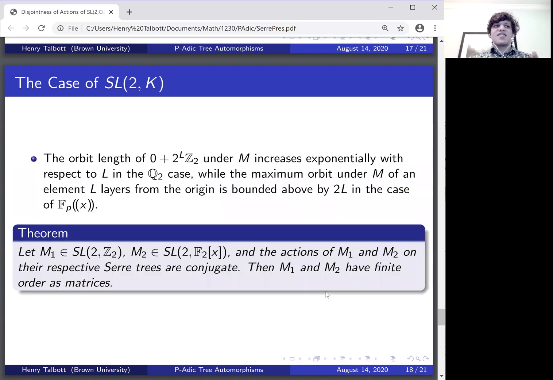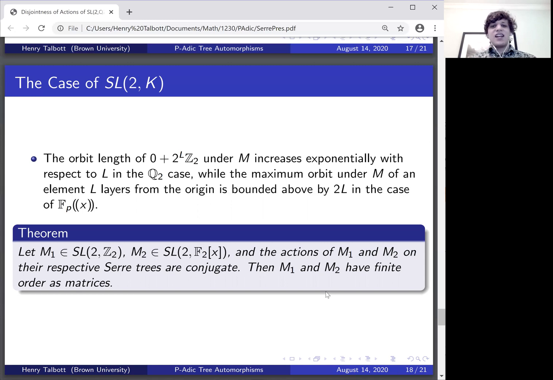So I did this analysis. It's some computations you can go through. I also developed a computer program to help me compute these things quickly so you can look for patterns. We can actually see we get a very similar pattern to before. The orbit length of 0, or the 0 point in every layer, 0 plus 2 to the L Z2 under M, increases exponentially with respect to L in the p-adic case. On the other hand, in the Laurent case, the order of 0 plus x to the L F2[x], the orbit length of any point is going to be bounded above by 2 to the L, where L is the distance from the origin in the Laurent case.